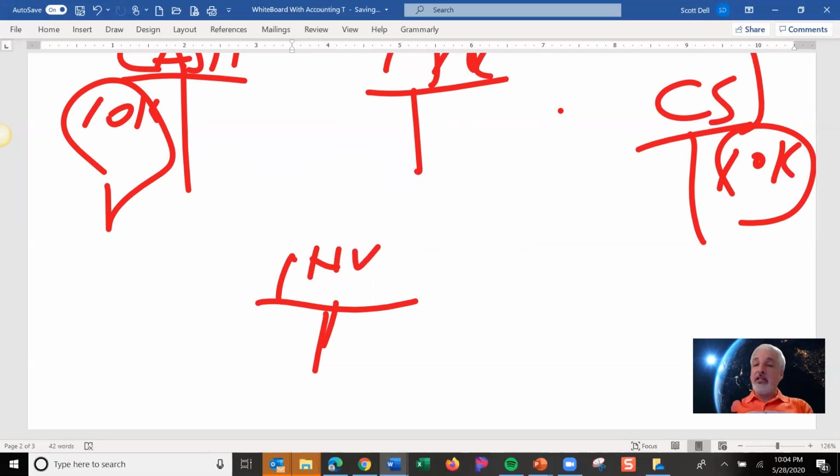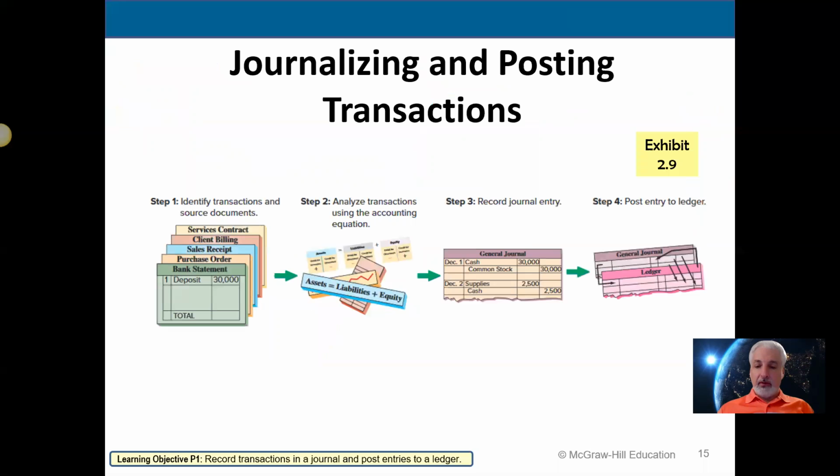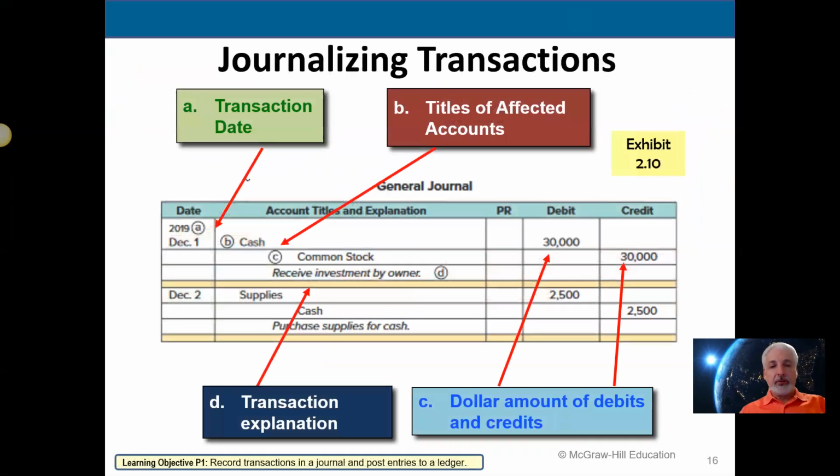In the old days, it literally was a page. It was a page in a book called the book's original entry. Now it's done on a computer, a little more graceful. So that's what the journal entry looks like. All journal entries, 4 things. Names of accounts, debit and credit. Dollar amounts, debit, credit. A date, and a description of what happened.